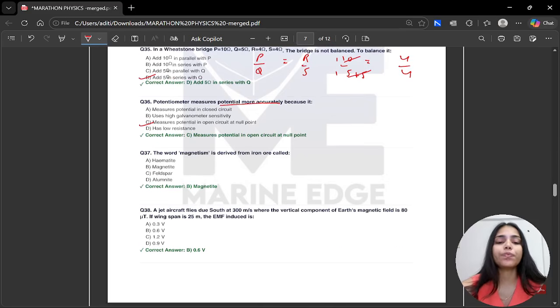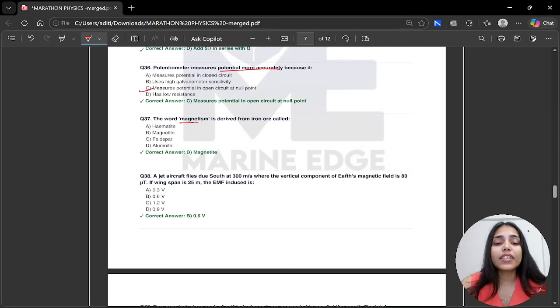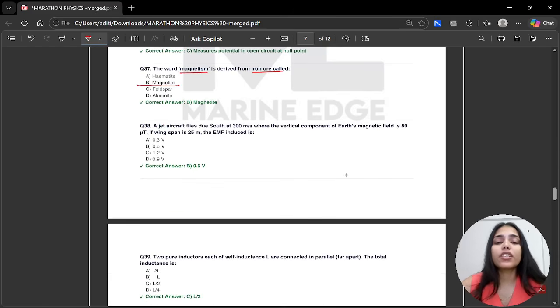Now, moving on. The word magnetism is derived from the iron ore called magnetite. Okay. A jet craft flies due south at 300 meters per second. So, velocity is 300. Where the vertical component of Earth's magnetic field is 80 microtesla. Okay. So, the value of B is 80 into 10 to the power minus 6. And the wingspan length is 25 meters.